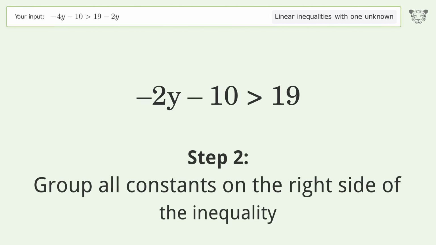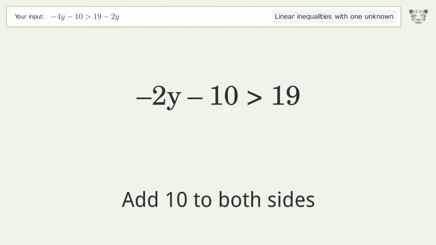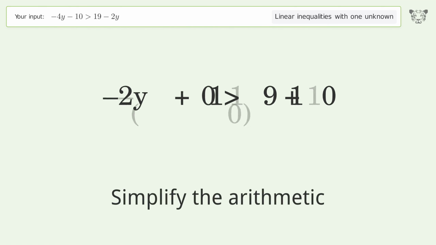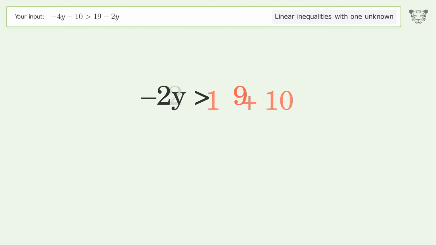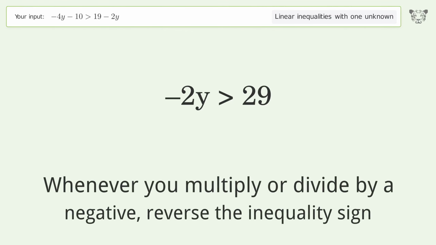Group all constants on the right side of the inequality. Add 10 to both sides. Simplify the arithmetic. Isolate the y. Divide both sides by negative 2. Whenever you multiply or divide by a negative, reverse the inequality sign.